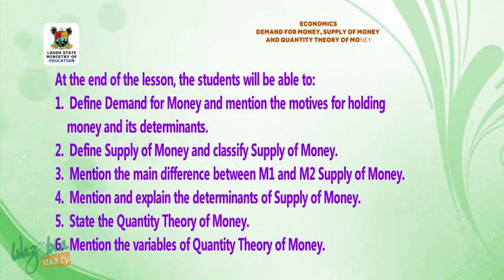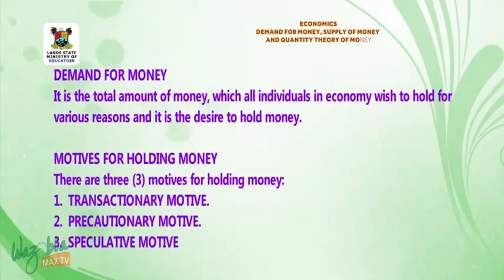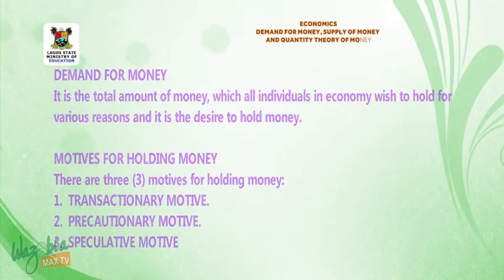6. Mention the variables of quantity of money. Demand for money is the total amount of money which all individuals in the economy wish to hold for various reasons, and it is the desire to hold money. Motives for holding money. There are 3 motives for holding money: transactionary motive, precautionary motive, and speculative motive.